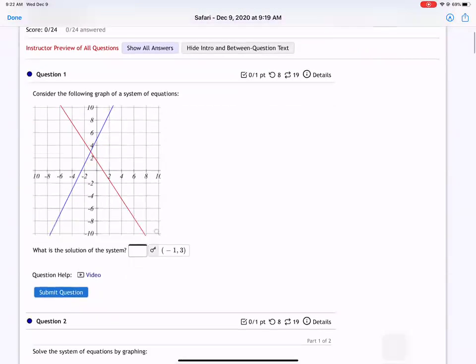Alright, so the first question is considering the following graph of the system of equations. What is the solution? Solution means where do these intersect? Where do they share a common point? And this is going to be -1 and +3. That's what this terminology means. So you have to write (-1, 3). It's a point, so make sure you do write a parentheses. If not, it will not read it.